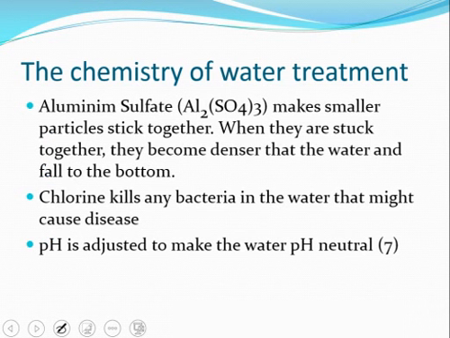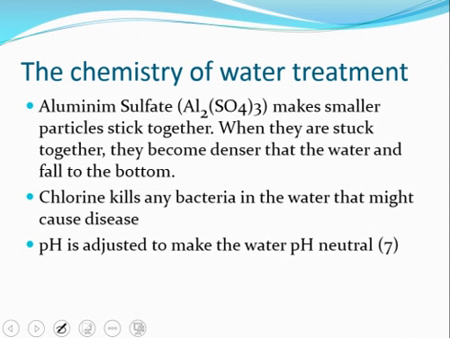So the actual chemistry of water treatment that you need to know is that we use a chemical called aluminum sulfate. And aluminum sulfate, which is Al2(SO4)3, makes smaller particles stick together. It's a substance that attracts these smaller particles together, and as they stick together and turn into larger clumps, they become dense enough that they will fall to the bottom of the water, and we can skim the good water off the top.